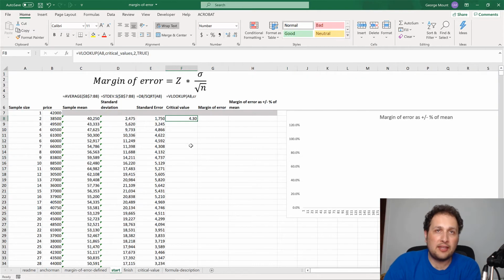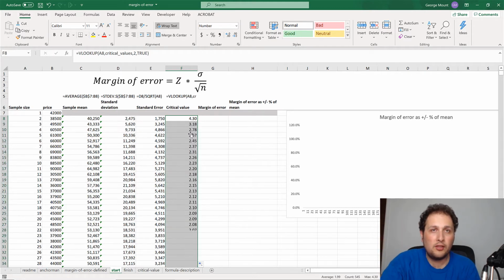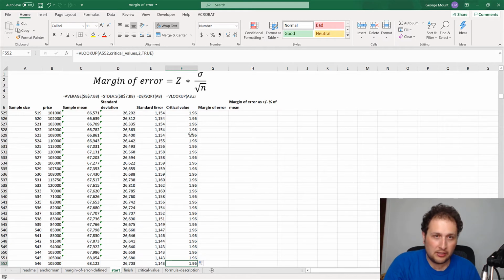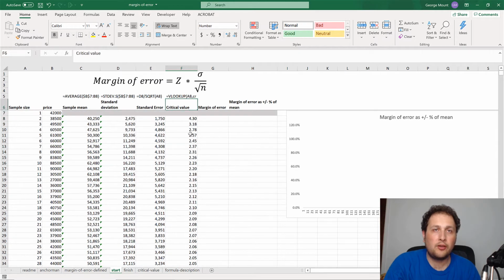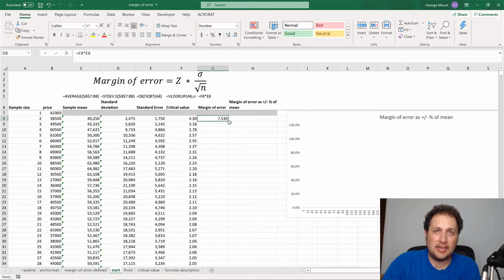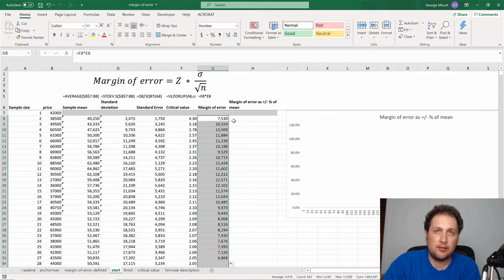So I'll do that, and again, you can see that this is much higher than 1.96 at the beginning, right? Because we're dealing with a sample size of 2, so we want to be more conservative. But if I go down to the bottom here, then we get to 1.96, which is usually what is used. Okay, so we're getting close here. I'm going to find the margin of error, and again, we've got our formula right up there at the top. So I'm going to multiply our critical value by our standard error, and let's drag that down.